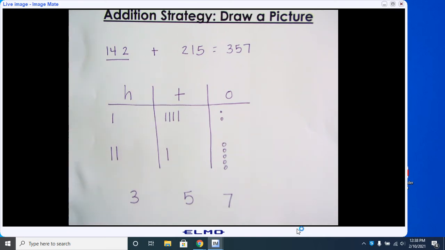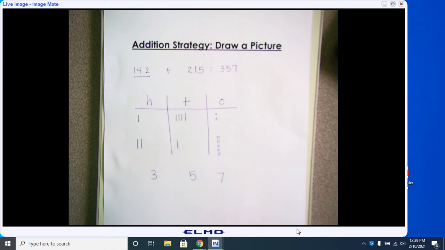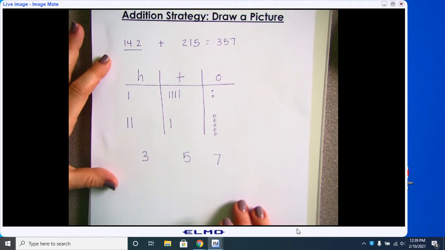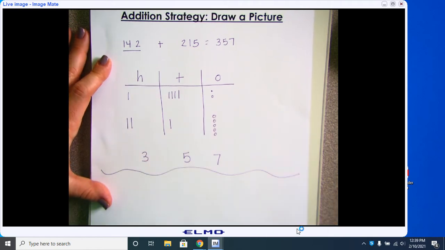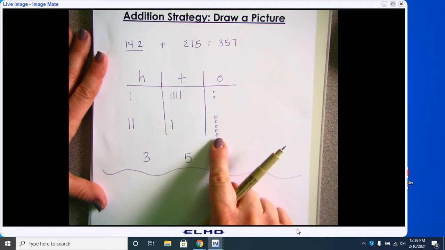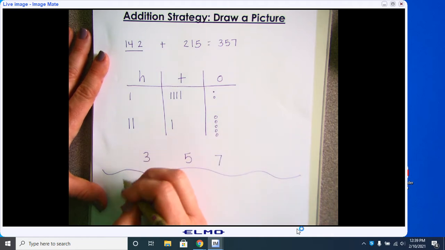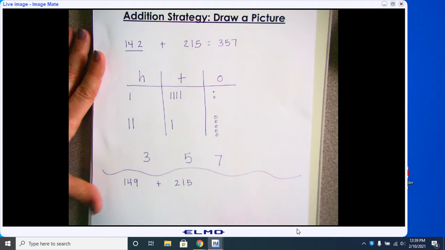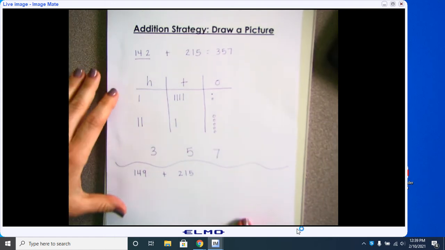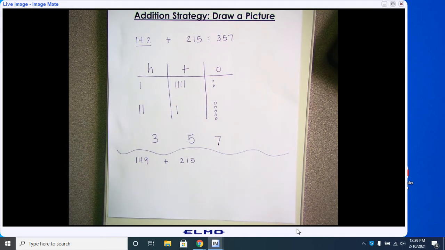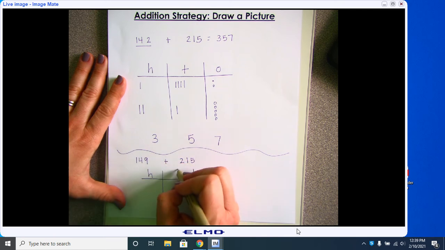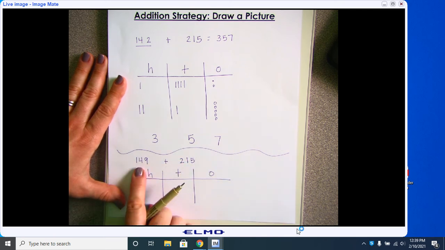Now I'm going to show you what you would do if you had more than 10 in one place value. So let's do 149 plus 215. So almost exactly the same. I'm going to make that 3-column chart: hundreds, tens, ones. I'm going to start with 149.